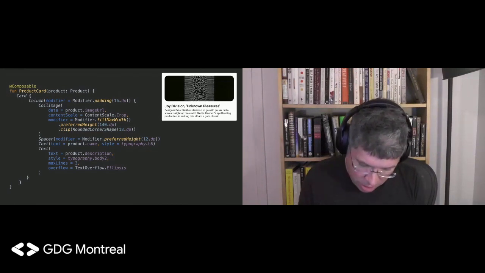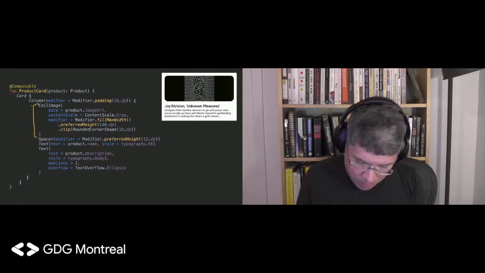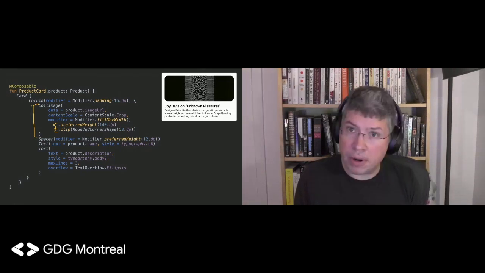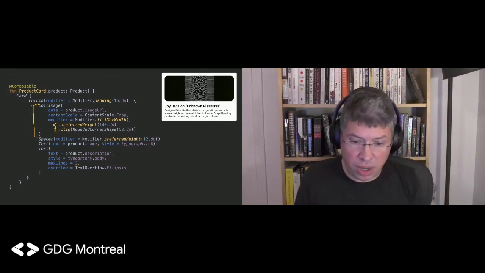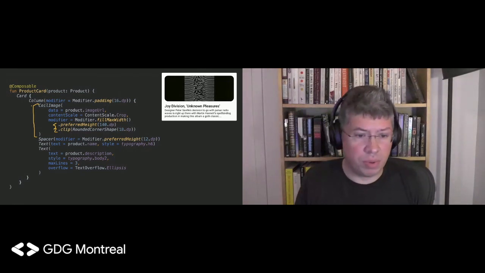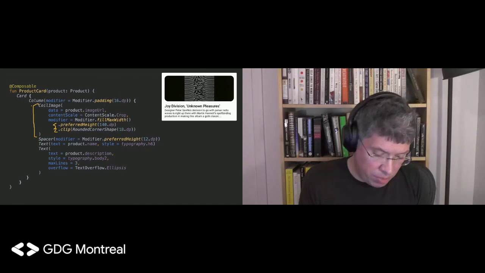So I was talking about this Coil image block. Yeah, there we go. And specifically what I wanted to point out was how the preferred height and clip right there are specified straight on using this modifier object that we pass in. That's one of the nice features of Compose. You can specify layout very intuitively that way.